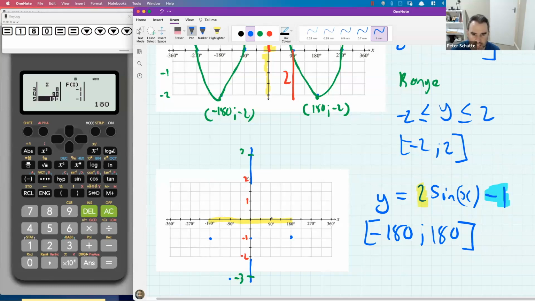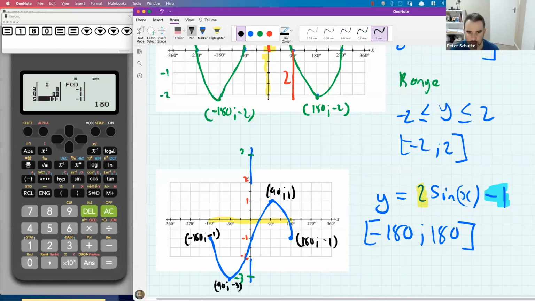I think I missed, oh, 91. Yeah, I missed something in between. I thought I had. There it is, like that. So I basically have those points. So I have that at minus 180, minus 1. I have this at minus 90, minus 3. This point is 91. And this point is 180, minus 1. And then I would also label the function.